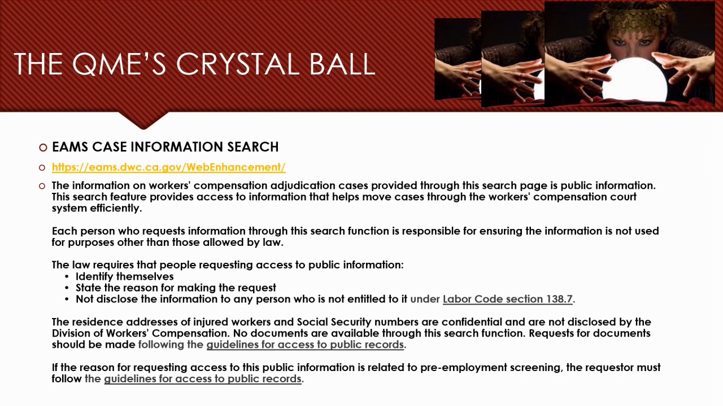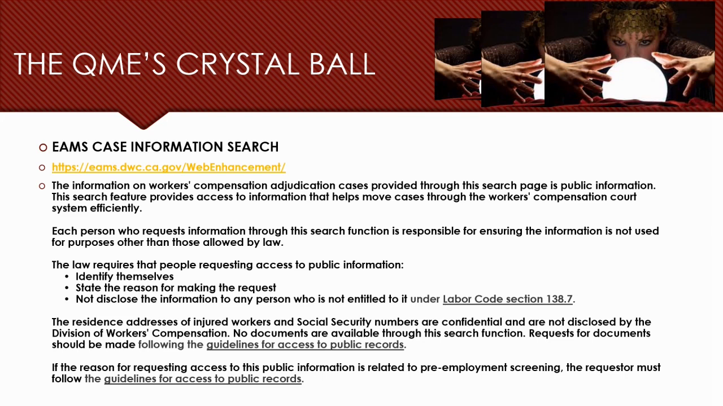You simply click the option case information, and that you not disclose the information to any person who is not entitled to it. It tells us that the residence addresses and social security numbers, those are confidential and they're not disclosed by the DWC, that there are no documents available through the search function, and that even prospective employers may use this information prior to deciding to employ any particular person who may be interested in new employment.